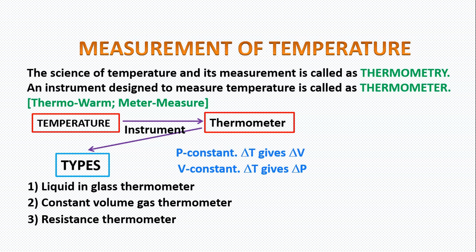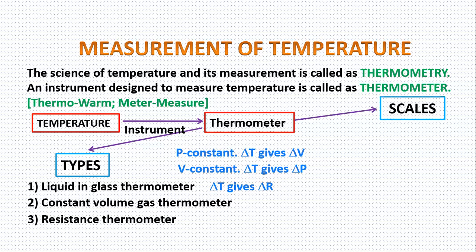Then there are resistance thermometers. Those are also called as thermistors. Okay. In that, actually we measure the change in resistance and calibration is change in temperature. So delta T gives delta R. Those are also called as thermistors.